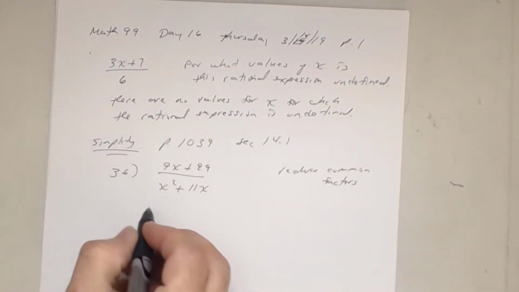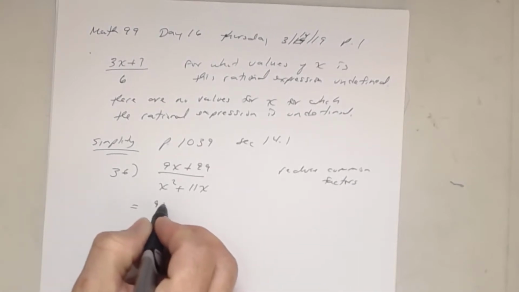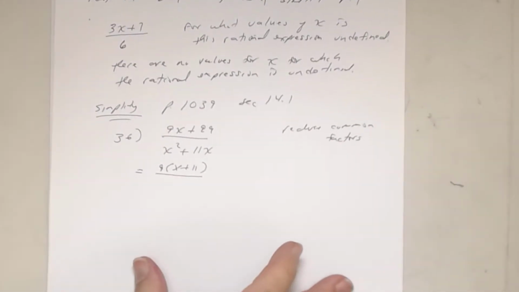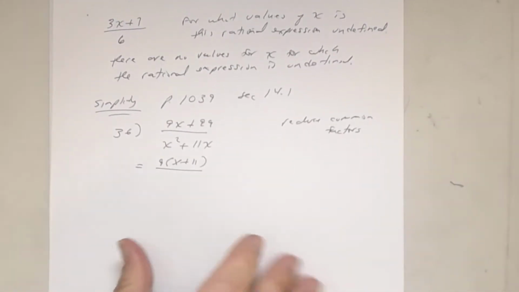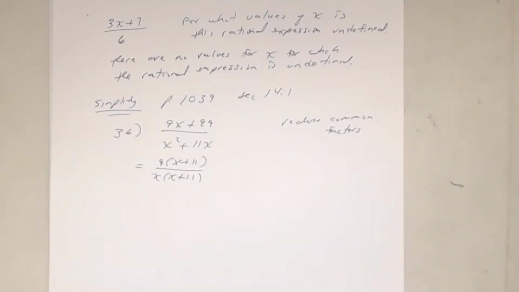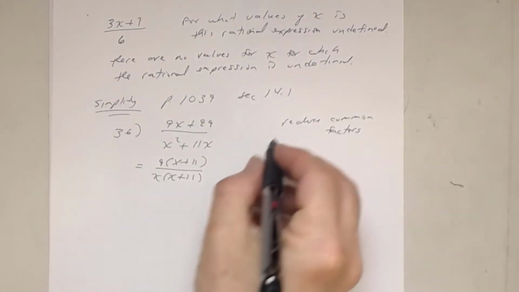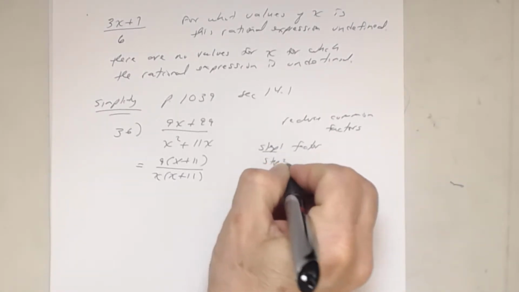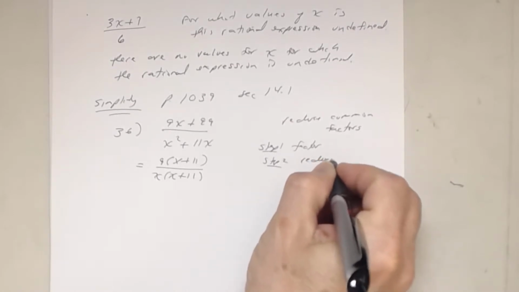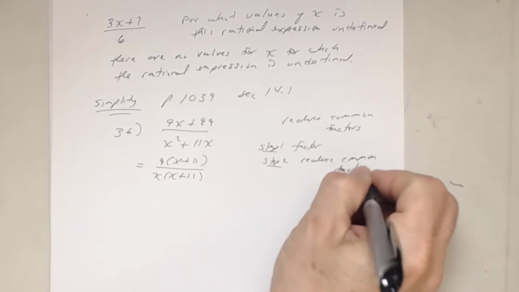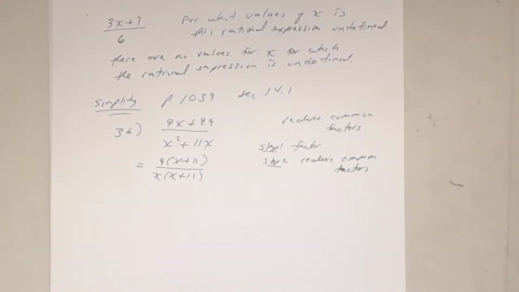So how do you factor the numerator? The GCF is 9, so that's 9 times x plus 11. What about the denominator? So x times x plus 11. So to simplify, the first thing you do is factor. Step 1 is to factor. And then step 2 is to reduce your common factors. So you divide out your common factors.